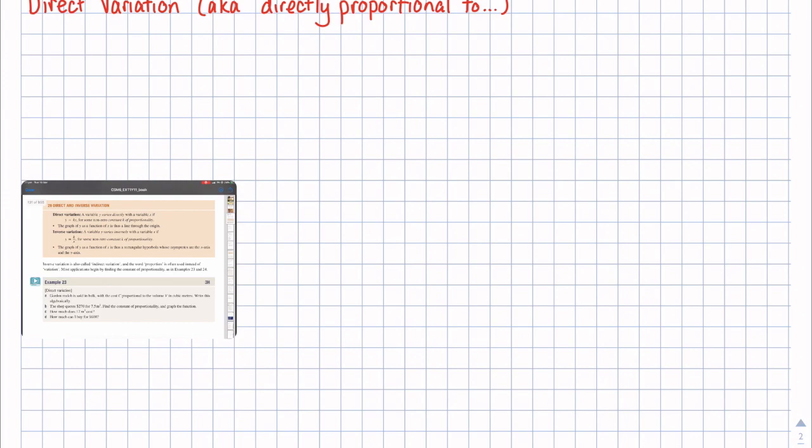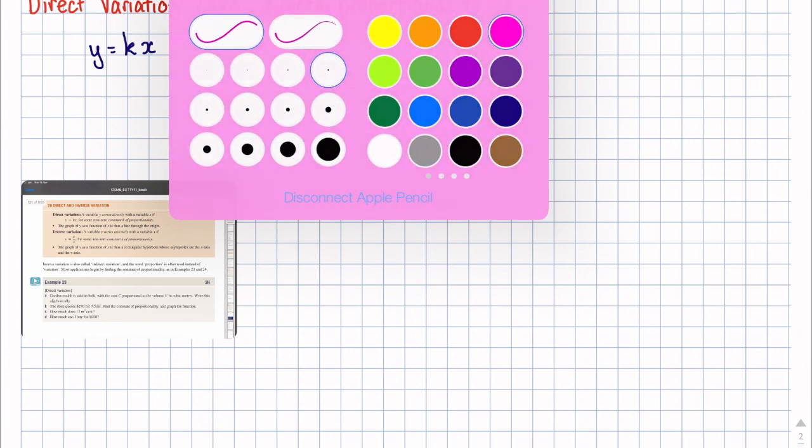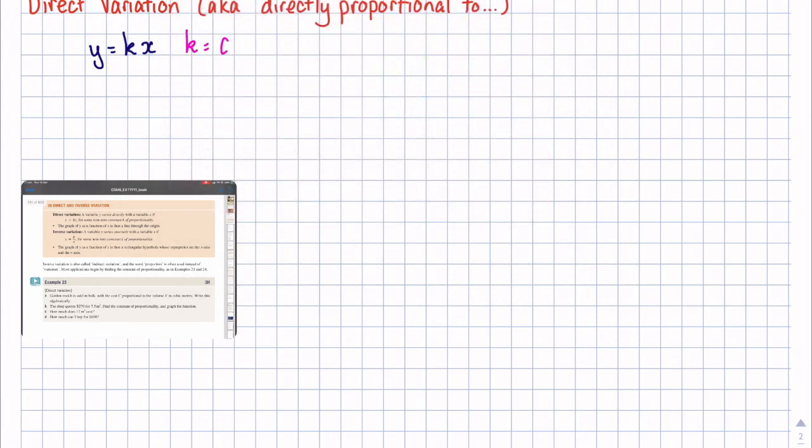Let's do this again. Direct variation. Another term you might come across in questions is directly proportional to. That also means direct variation. Direct variation is a term we use whenever we have a formula that looks like y equals kx. Now you know y and you know x, but k is something we call the constant, k for constant obviously, of proportionality. Yeah, I can't write. The constant of proportionality.